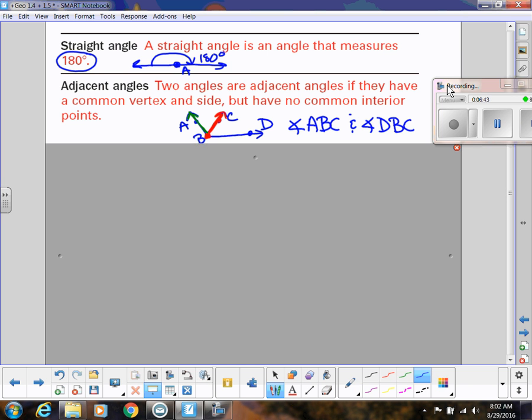Those would be considered adjacent angles. However, overlapping ones would not be considered adjacent. So I could not say angle ABC and angle ABD, the big one, because they share the same interior angle of ABC.